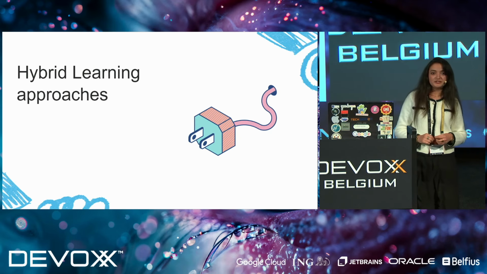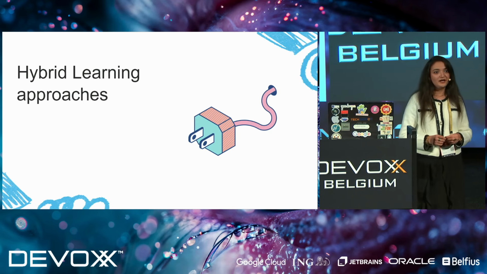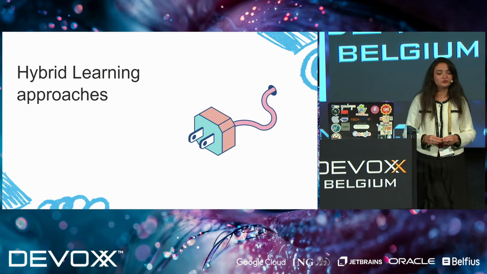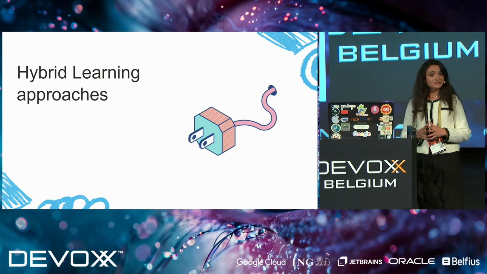Okay, hybrid learning approaches. I once had a young learner. She asked me to extend the deadline to an assignment because she did not have a computer at that time. And she said she needed to go somewhere to get a computer to do her assignments. So, of course, I said no. We don't do privileges to young learners, right?